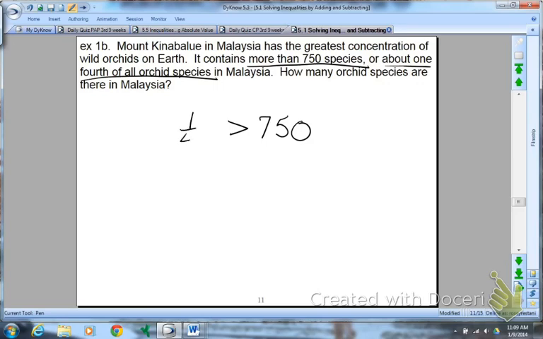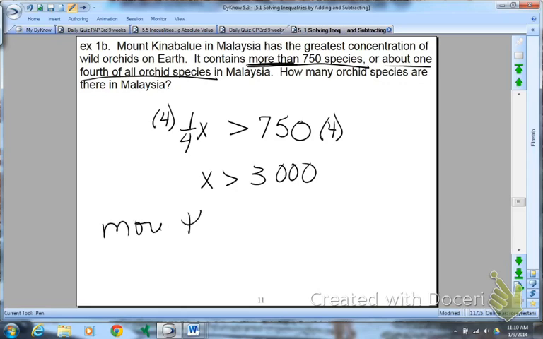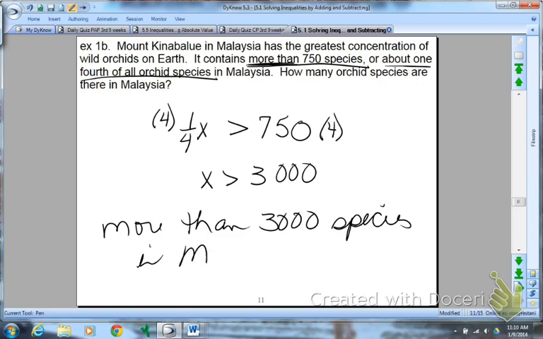Now to solve, we would multiply both sides by 4. And 750 times 4 is 3,000. Are we finished? No, we need to put in a sentence. Now what phrase are we going to use? More than. There are more than 3,000 species in Malaysia.